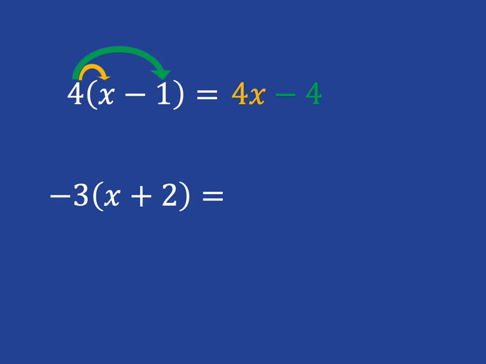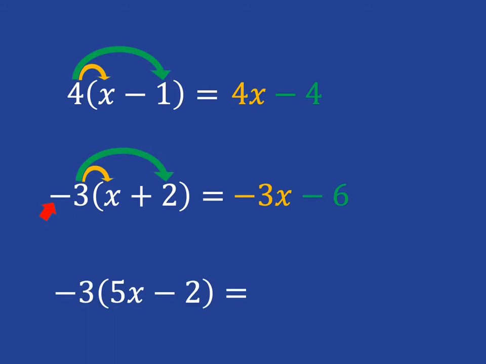If you have minus 3 times x plus 2, we're going to do the same thing. But the thing I suggest you do before you start is just put a big warning sign for yourself next to that minus sign, because that minus has to multiply with each and every term inside the bracket along with the 3. So it's minus 3 times x, which is minus 3x, and minus 3 times plus 2, which is minus 6.